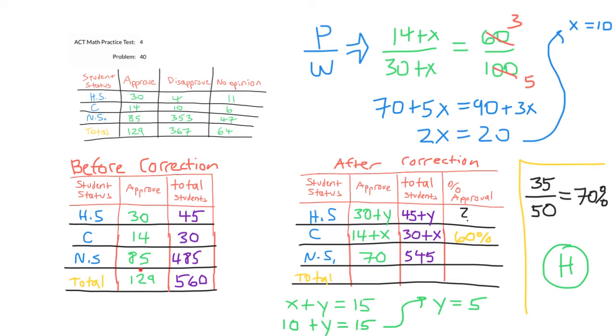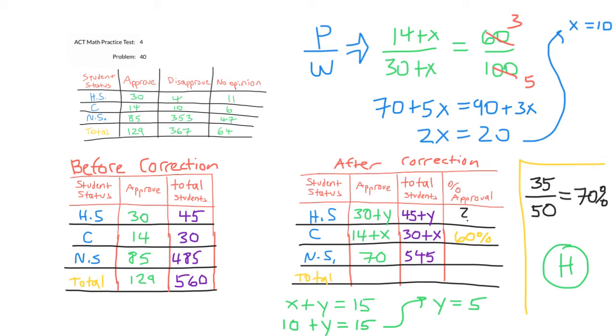Now, do you have to make all these charts and all that? No, you don't have to. But it does make it easier. And at the very least, you have to be thinking along these lines. You have to be thinking about, okay, first of all, we're only really paying attention to the approval column. We're also only really paying attention to the percentage that happens after the correction.